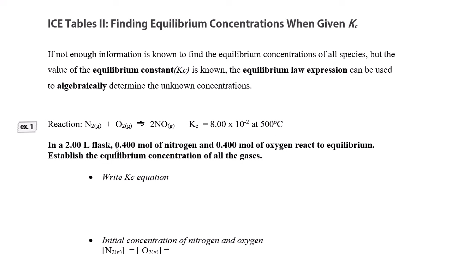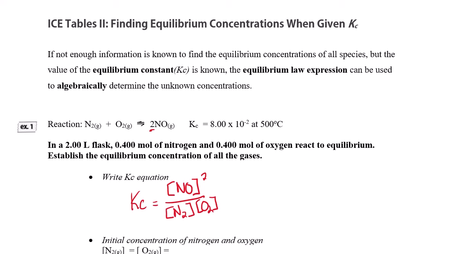In a 2-liter flask, 0.4 moles of nitrogen and 0.4 moles of oxygen react to equilibrium. Establish the equilibrium concentrations of all of the gases. So the first thing I need to do is to figure out the equilibrium law expression, the Kc expression. So Kc will equal my products, so the concentration of nitrogen monoxide, but this has a coefficient of 2, so it will be squared, divided by my reactants, which will be my nitrogen concentration multiplied by my oxygen concentration. These guys are all gases, so they're all going to get included.